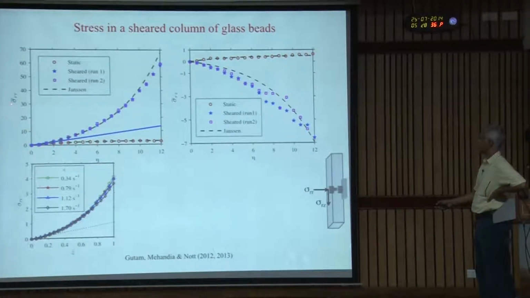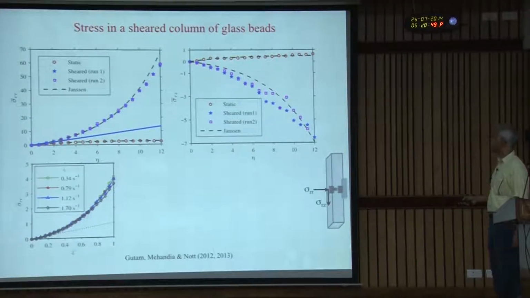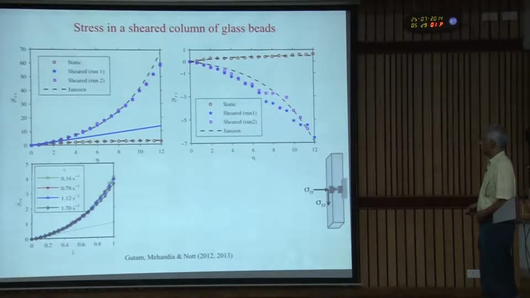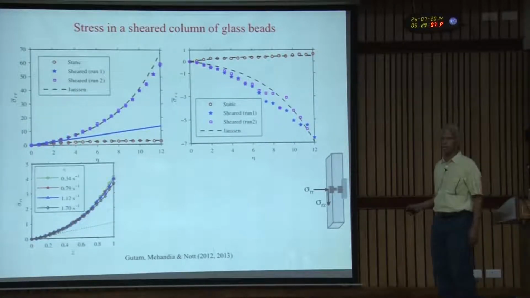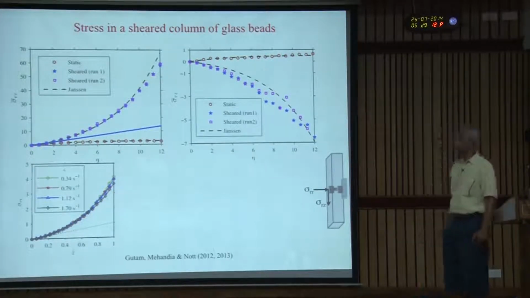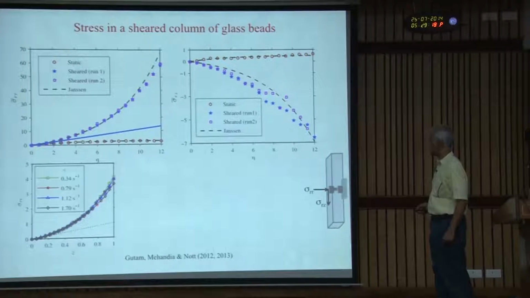So, this is the normal stress, the radial normal stress. This is the azimuthal shear stress, sorry, the vertical shear stress. Okay, so that's the vertical stress exerted by the material on the wall. Okay, vertical traction by the material on the wall. And it's more or less independent of shear rate, as you would expect. There's very slight shear weakening, but that's also been observed in previous experiments. But it's largely independent of shear rate.